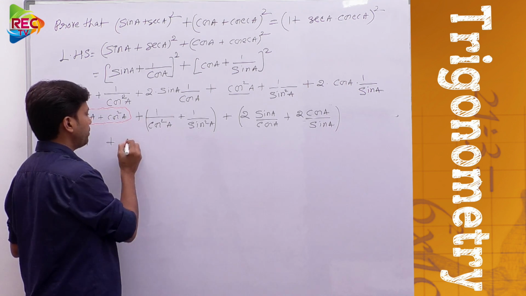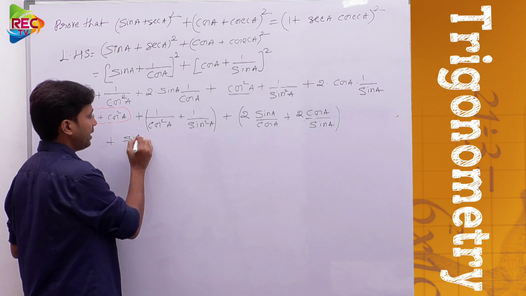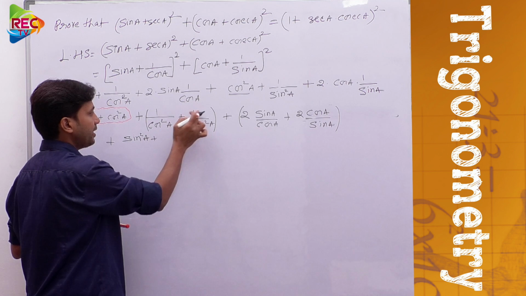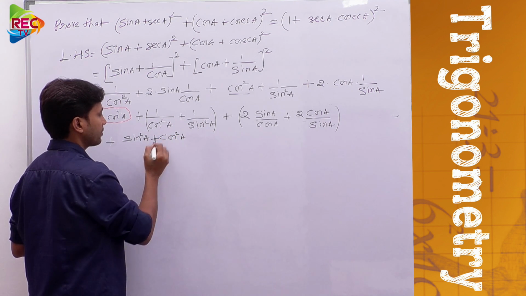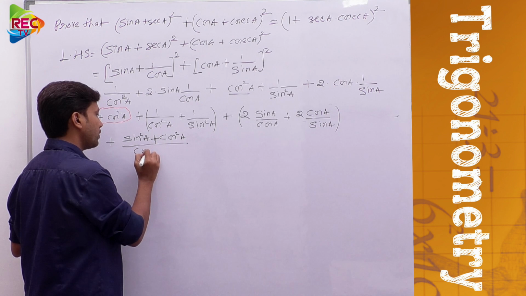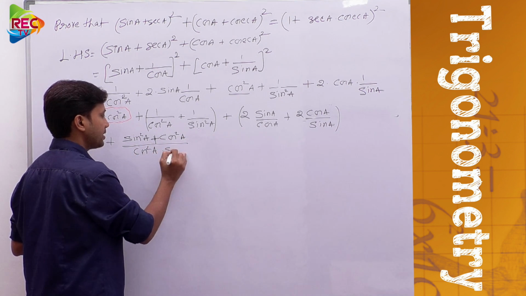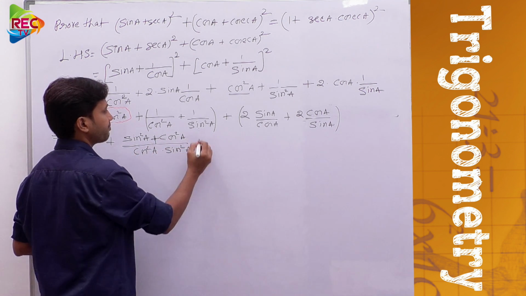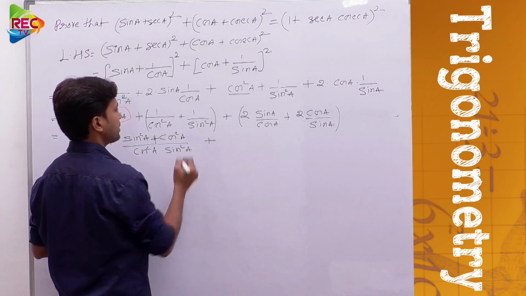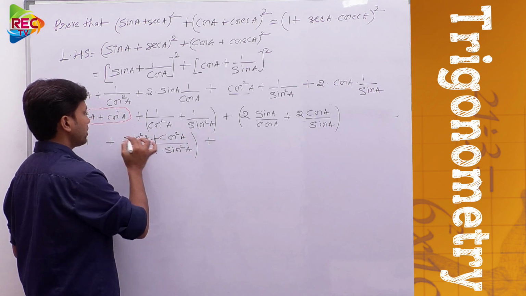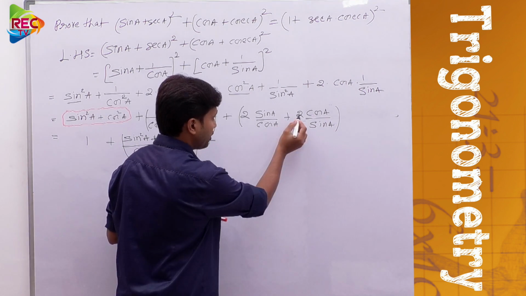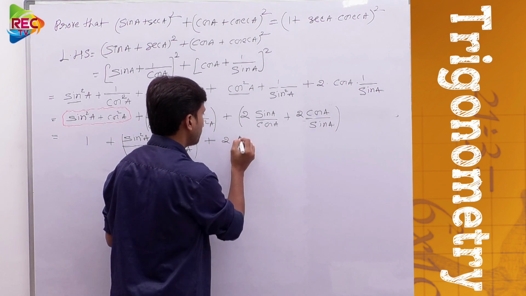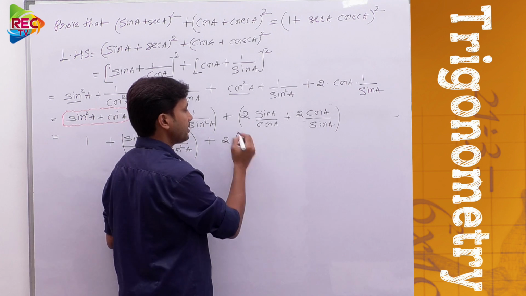Sin square a into 1, that would be your sin square a again, plus cos square a into 1, that would be your cos square a, by cos square a into sin square a. Okay, plus. This is totally one expression. Next, again take common 2 from this 2. What is left over inside?